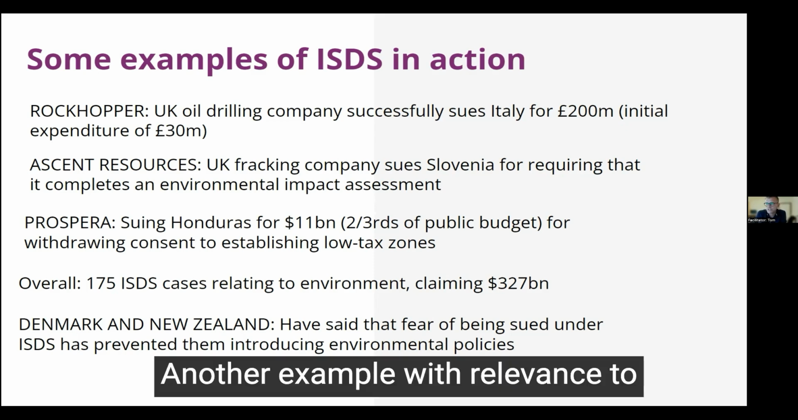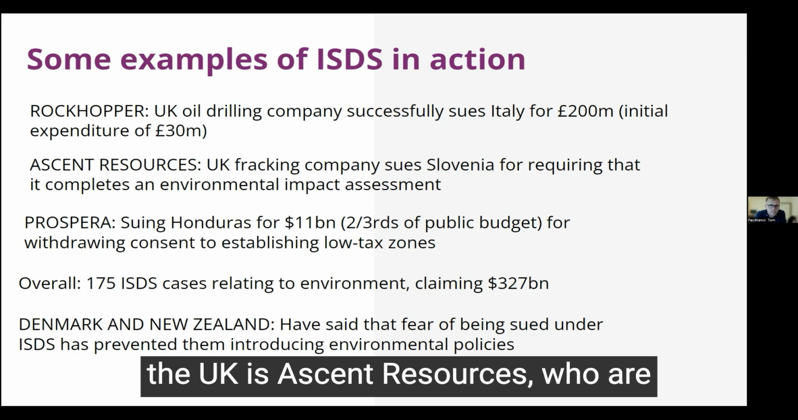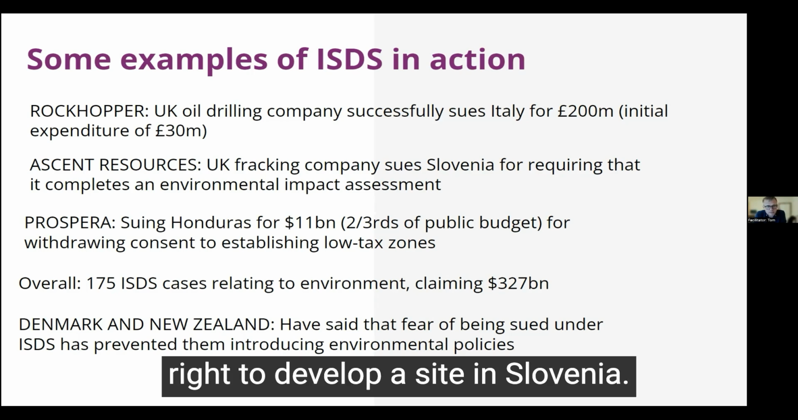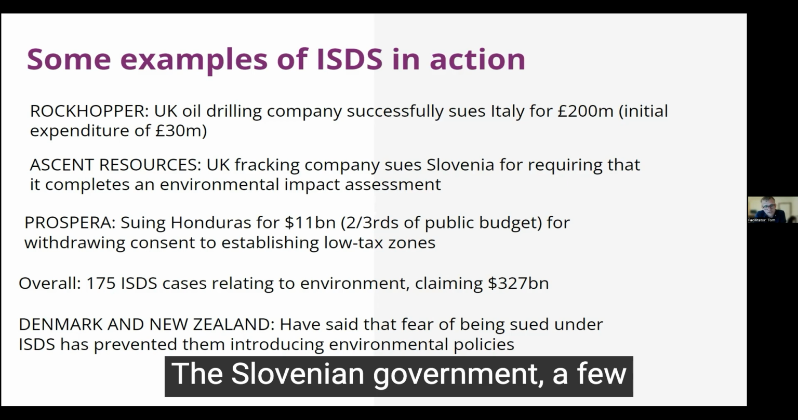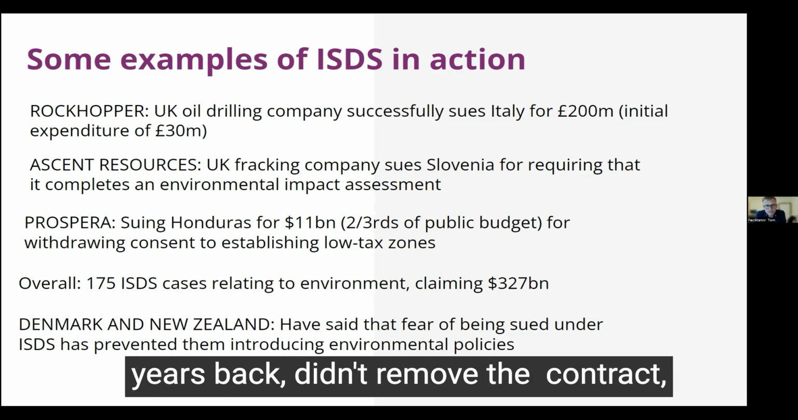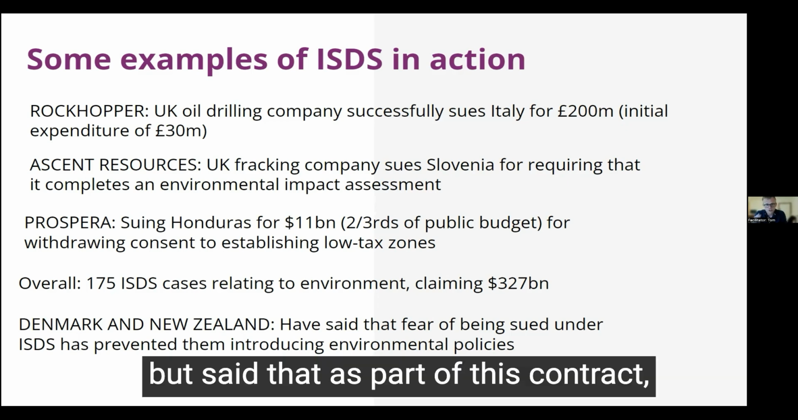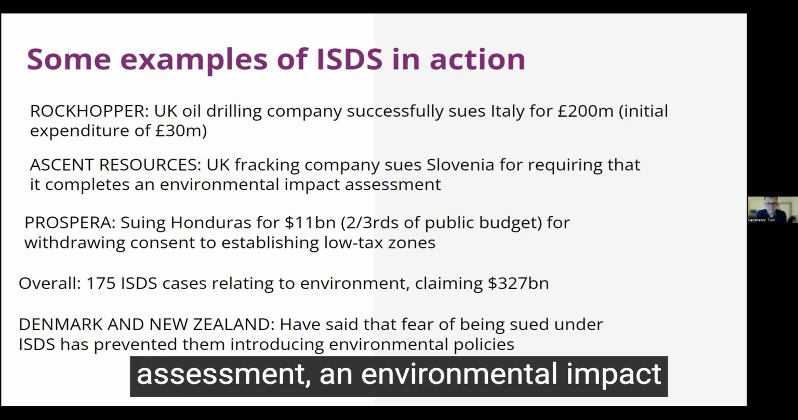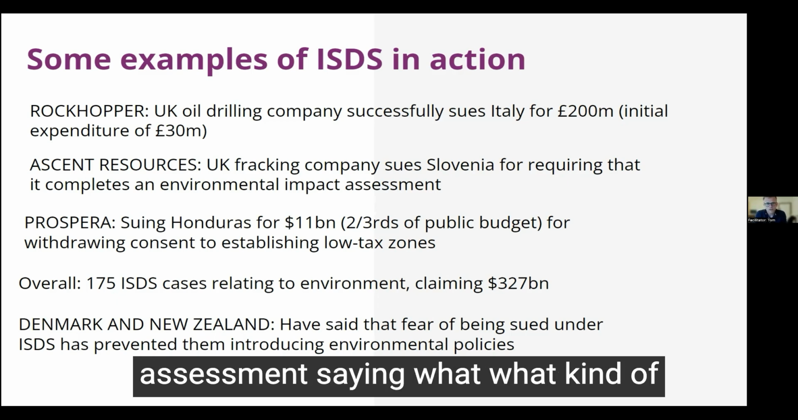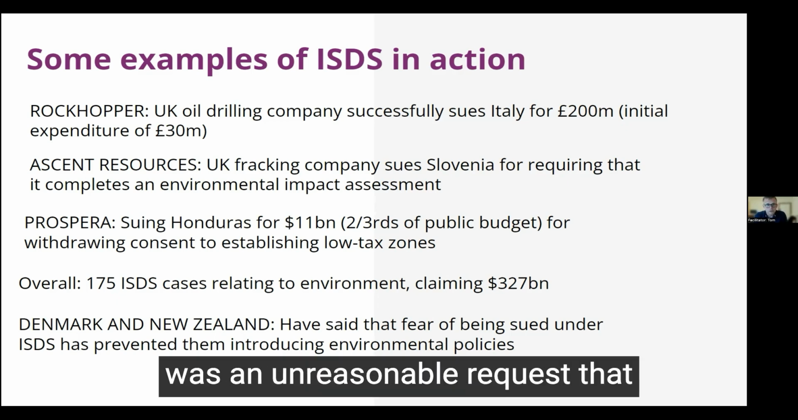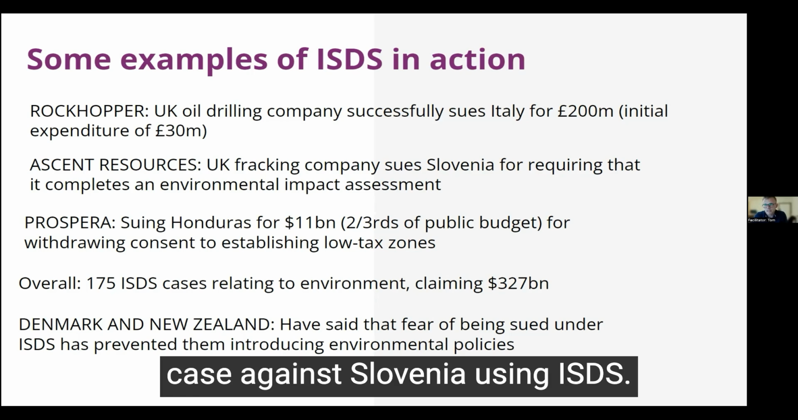Another example with relevance to the UK is Ascent Resources, who are a fracking company, who had the right to develop a site in Slovenia. The Slovenian government a few years back didn't remove the contract, but said that as part of this contract, we want you to produce an environmental impact assessment, saying what kind of impact your fracking is going to have. Ascent Resources thought that was an unreasonable request that was going to damage their ability to make profits, and they brought a case against Slovenia using ISDS.